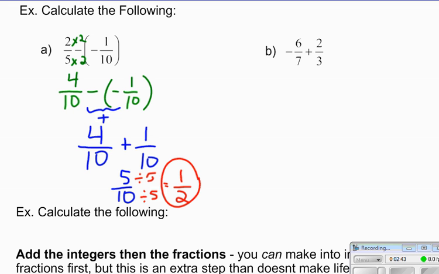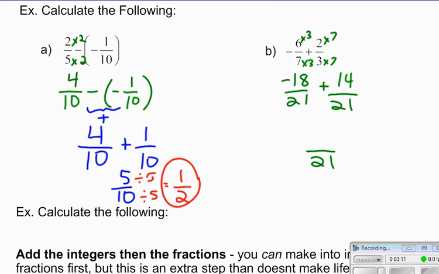Looking at our second example, again we have two fractions where the denominators are different. So the easiest way in this case to make common denominators is by multiplying them by each other. So we're going to multiply the first fraction by 3 and the second fraction by 7. So the first fraction will become -18/21 plus 14/21. So again, we went to all that work to make the same pieces. We're going to keep that denominator.